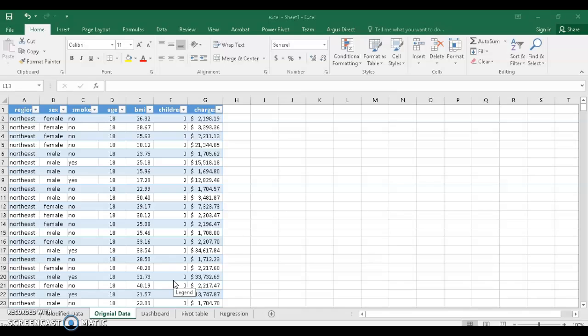Now I'm recording for my midterm project for my spreadsheet course. For our spreadsheet course, the midterm project is doing research based on Excel spreadsheets. My research is about insurance cost.